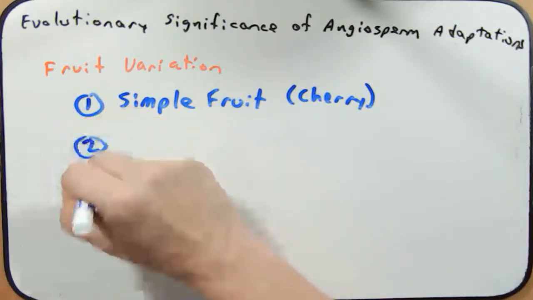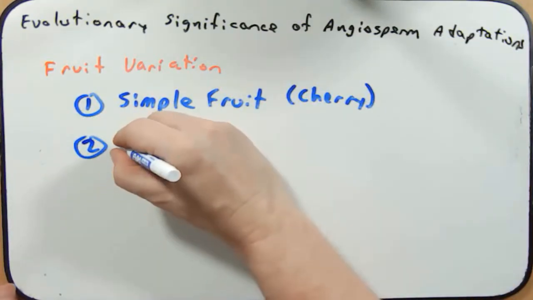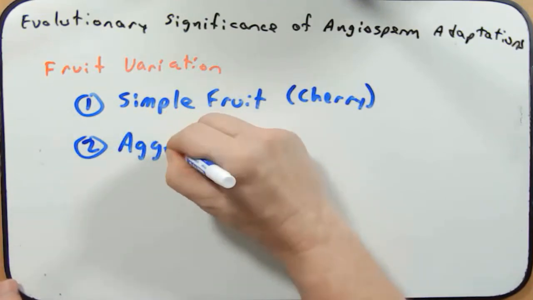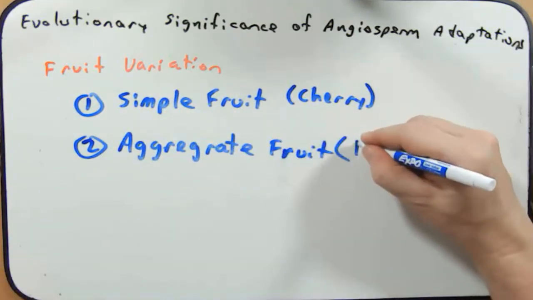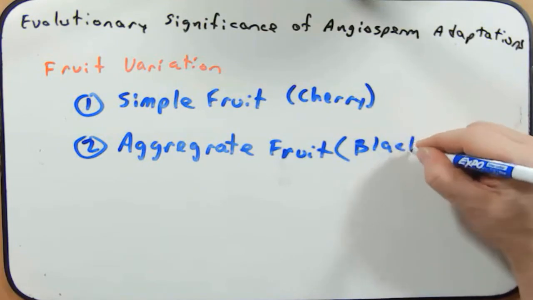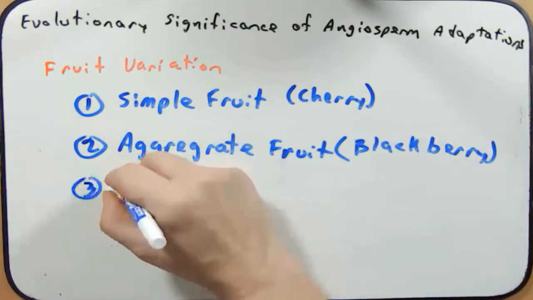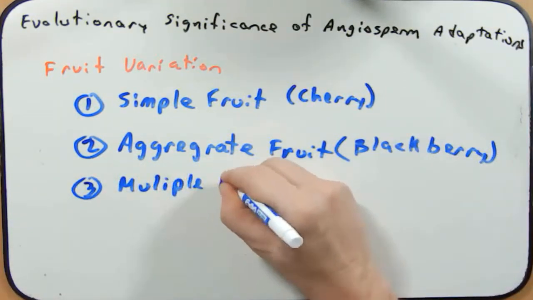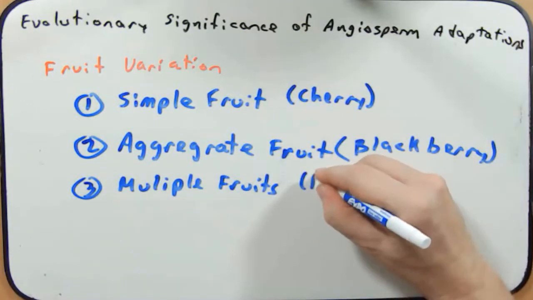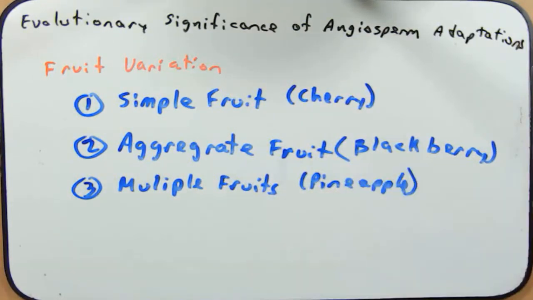The other way that the fruit can be arranged is seen in the aggregate fruit. And you've probably seen this before if you've ever seen a blackberry. And the last one is multiple fruits. And you would see this in a pineapple. So let's look at a few pictures.